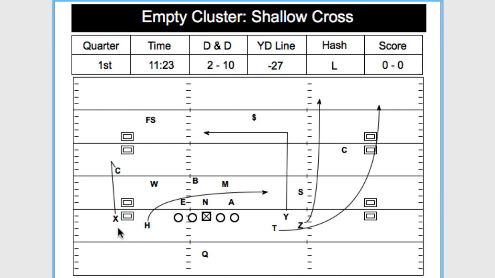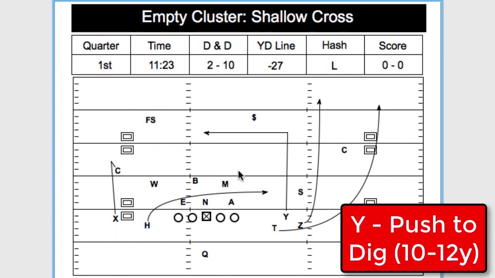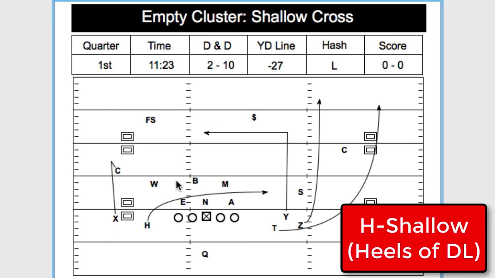As far as the actual concept that they're trying to run, they are running a shallow cross. The wide receiver is going to run a dig, and he's really going to push this scheme vertically at 10 to 12 yards before coming in. The H receiver at the slot here is going to run a shallow, and he is just screaming across the field as fast as possible.